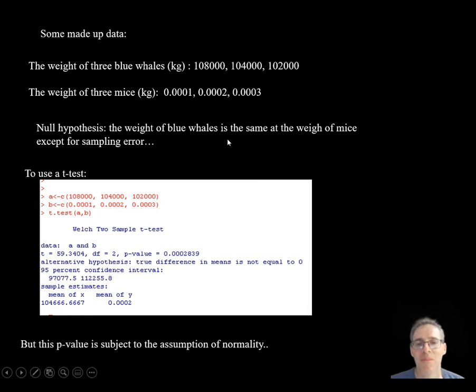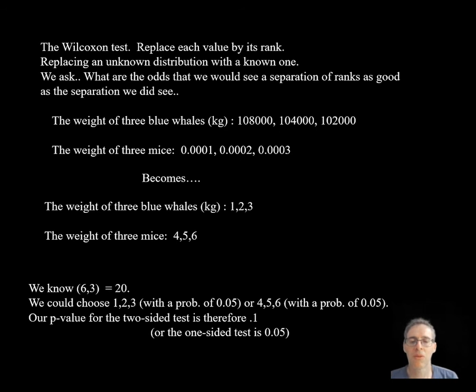What if you don't think the data are normal? What if you think this assumption of normality is not correct? What can you do? So the Wilcoxon test replaces each value by its rank. And you can think of this as replacing an unknown distribution with a known one, right?